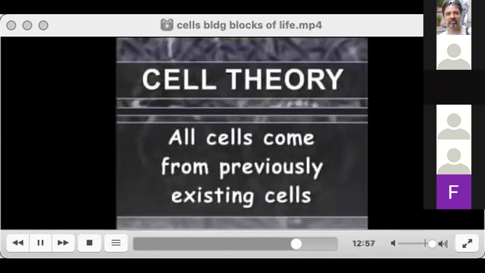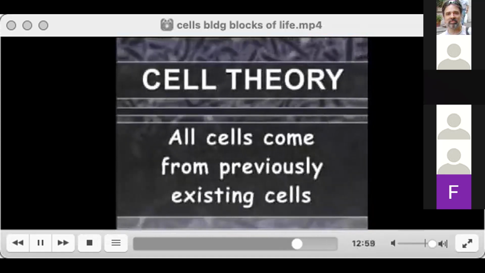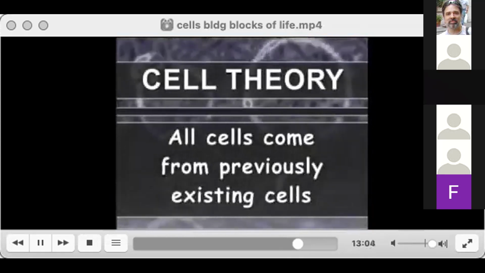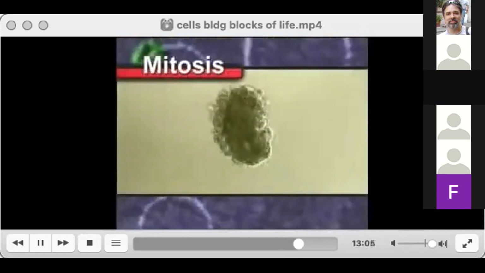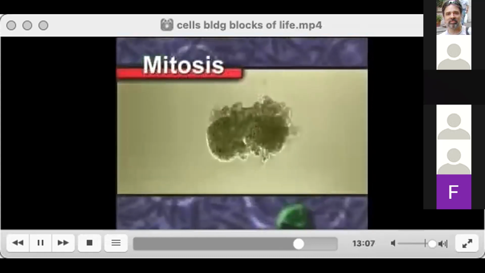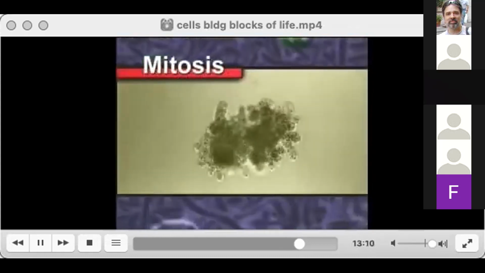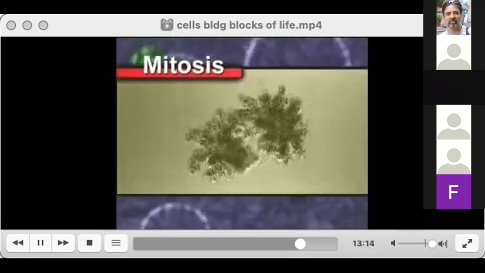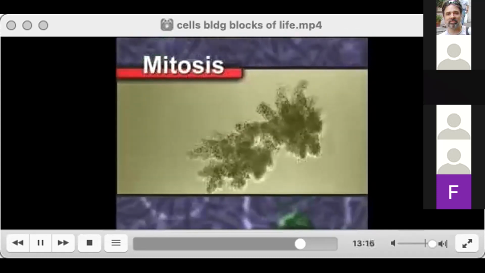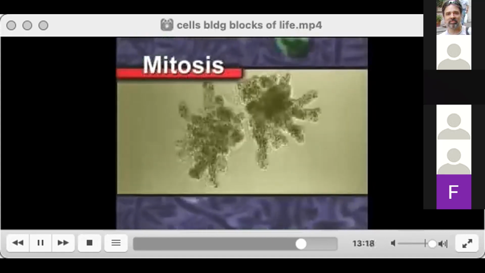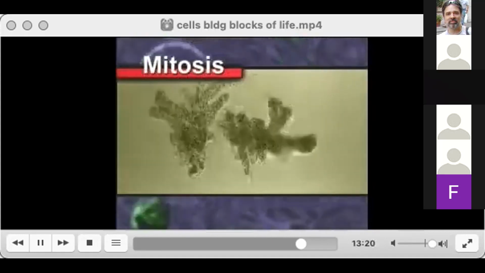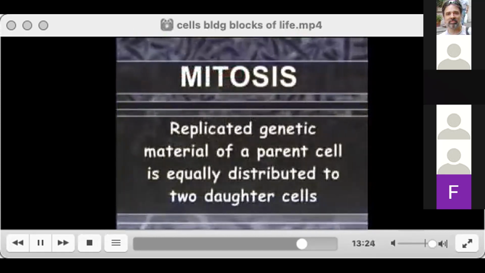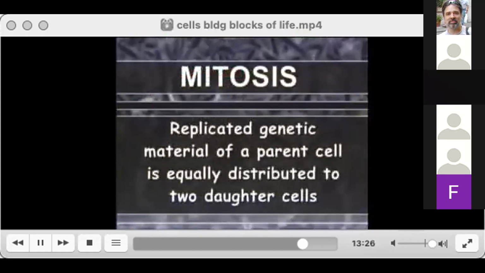As cell theory states, all cells come from previously existing cells. This happens through cell division. Cell division, called mitosis, is an amazing and quite elegant process that enables organisms to grow and reproduce. And though there are some differences, this process is remarkably similar in all organisms. Through a sequence of steps, replicated genetic material of a parent cell is equally distributed to 2 daughter cells.